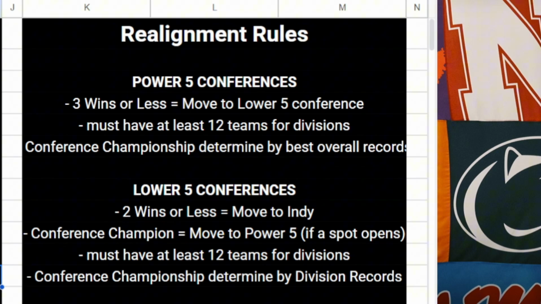So other than that, you still must also have 12 teams in the conference to make divisions, and who makes it to the conference championship will not be decided by overall record, but by best record in the division. That's the caveat for the Lower 5 conferences.